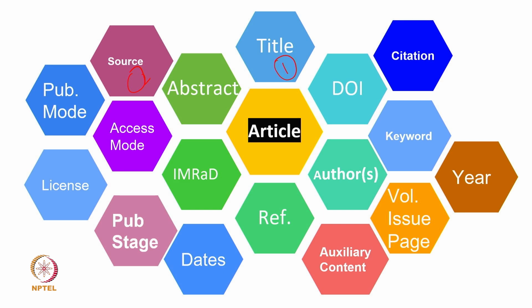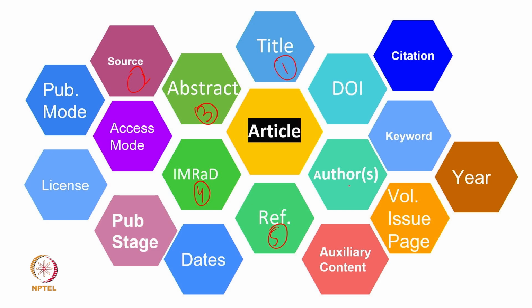Then the key attribute of an article is the abstract. An abstract is a concise summary that provides an overview of the research methods, results, and conclusions presented in the full article. Then another attribute of the article is IMRAD. This is a layout a scientific article generally follows. It means introduction, methodology, results, and discussion. Each article has these components. Then each article has references, which generally are at the end of the article.